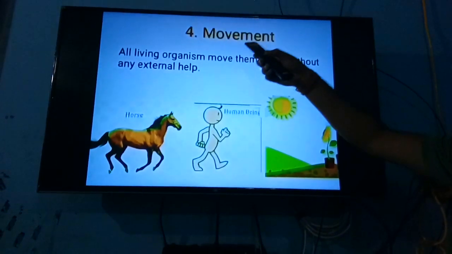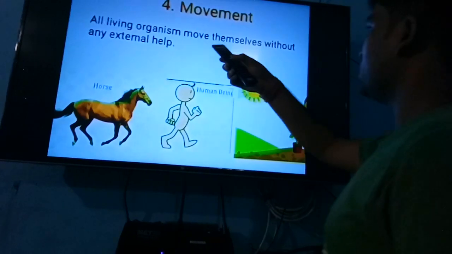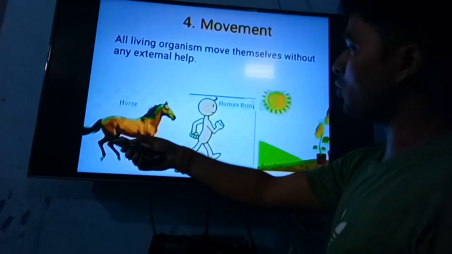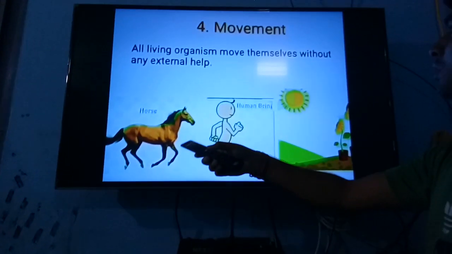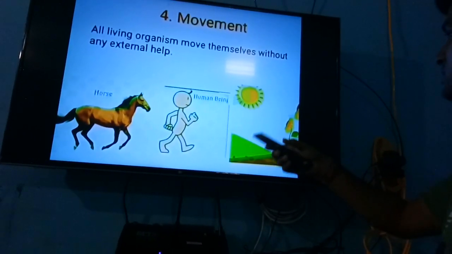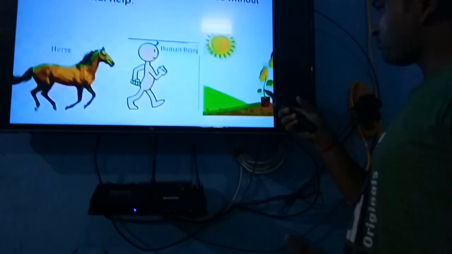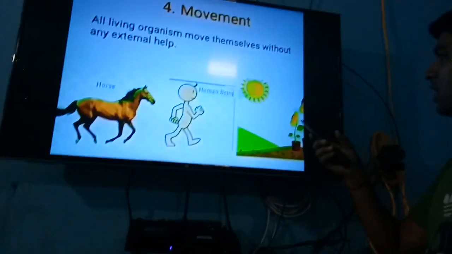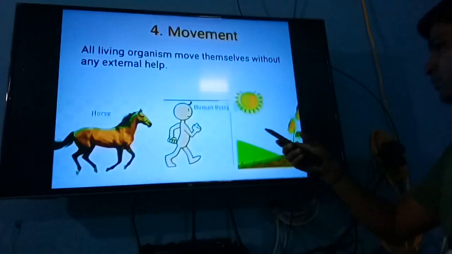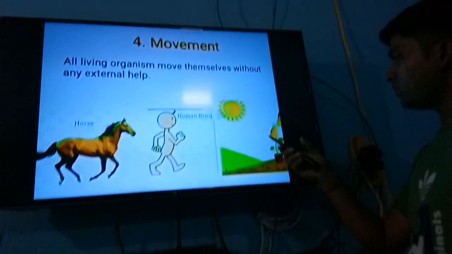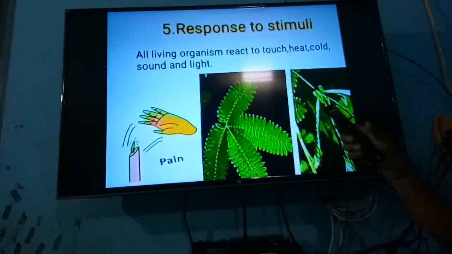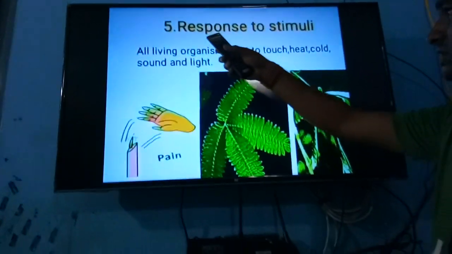Next, we are going to talk about movement. All living organisms move themselves without any external help. You can see that the horse moves from place to place. The human moves from place to place as well. The sunflower turns toward the east at sunrise, and when the sun sets, the flower turns toward the west. In this way, movement occurs in different living organisms.